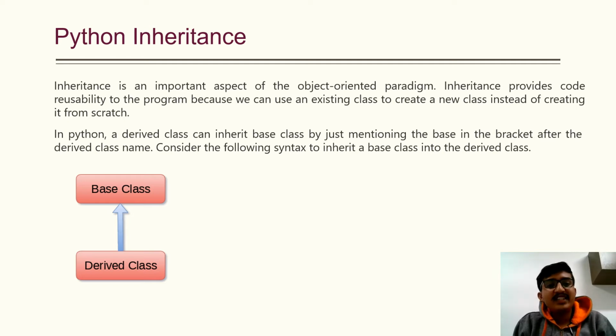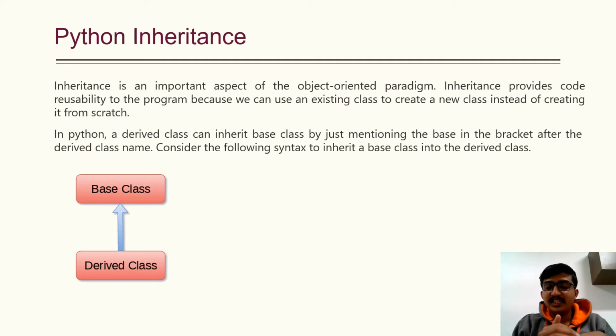Now we are going to look at Python inheritance. What is inheritance? Inheritance is an important aspect of the object-oriented paradigm. It is one of the four pillars of Python object-oriented concepts. Inheritance provides code reusability to the program because we can use an existing class to create a new class instead of creating it from scratch. In Python, a derived class can inherit a base class by just mentioning the base in brackets after the derived class name.